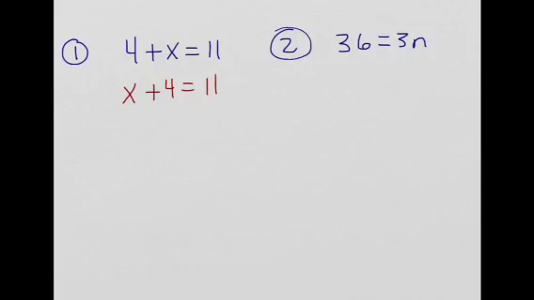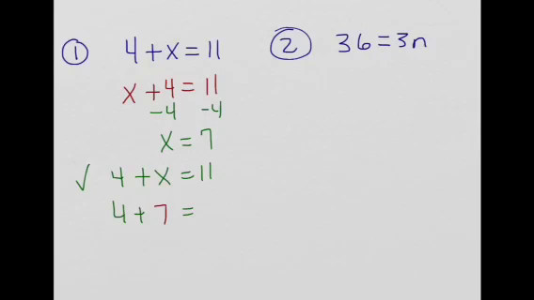Is the x on the left? It is. Is it first? It is. Is it by itself? It's not. So we need to zero pair the 4, and we're going to get x is equal to 7. For the check, we're going to put in 4 plus x is equal to 11. We think x is 7, so we're going to go ahead and plug that in. 4 plus 7 is equal to 11. 11 equals 11.